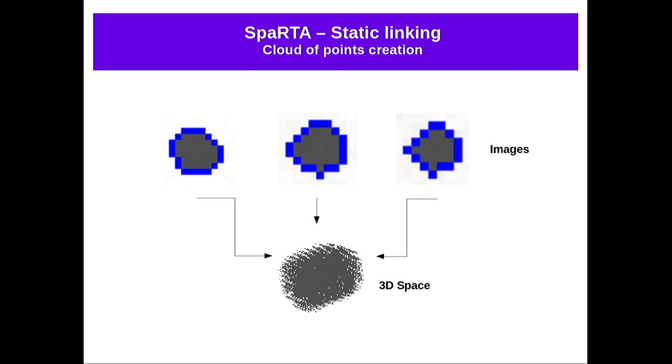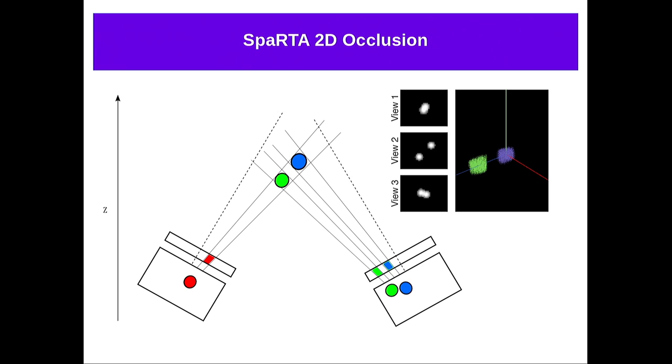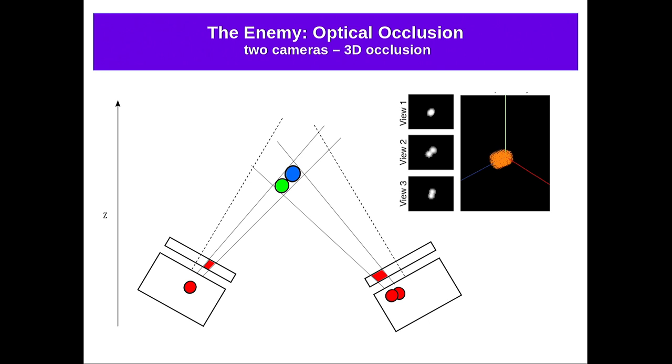So we reconstruct a 3D cloud of points. So in the case of a 2D occlusion, or a simple occlusion as the one before, since we are working directly in the 3D space, we will have two well-separated 3D clusters, the green and the blue, while when there is a 3D occlusion, what we have is a big cluster, but it's only one cluster, which is much bigger than the normal ones, because it represents the volumes of two objects very close to each other. What we want to do now is to use dynamic information to split this volume in the two objects which are occluded.